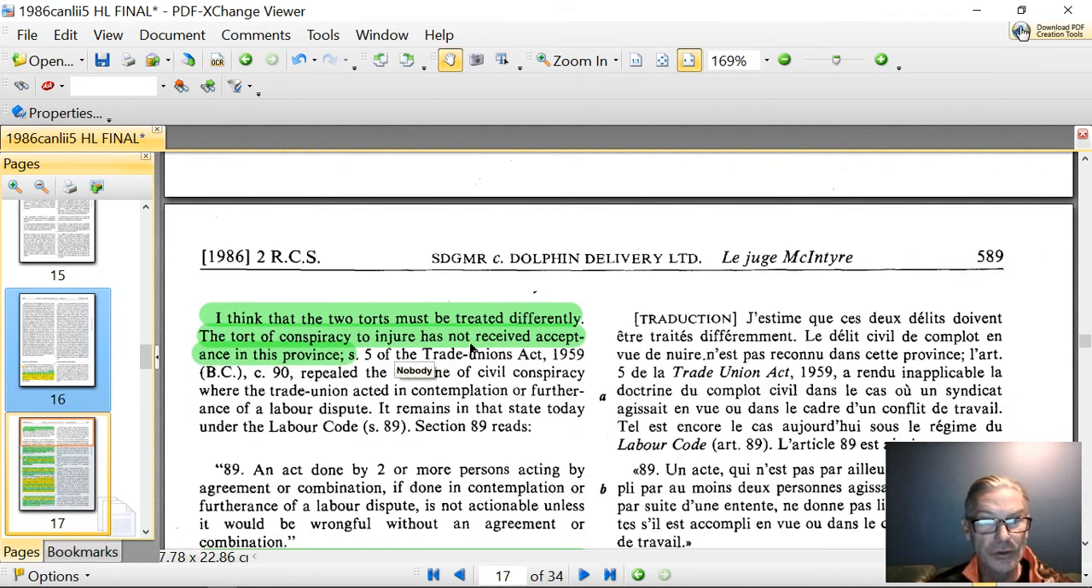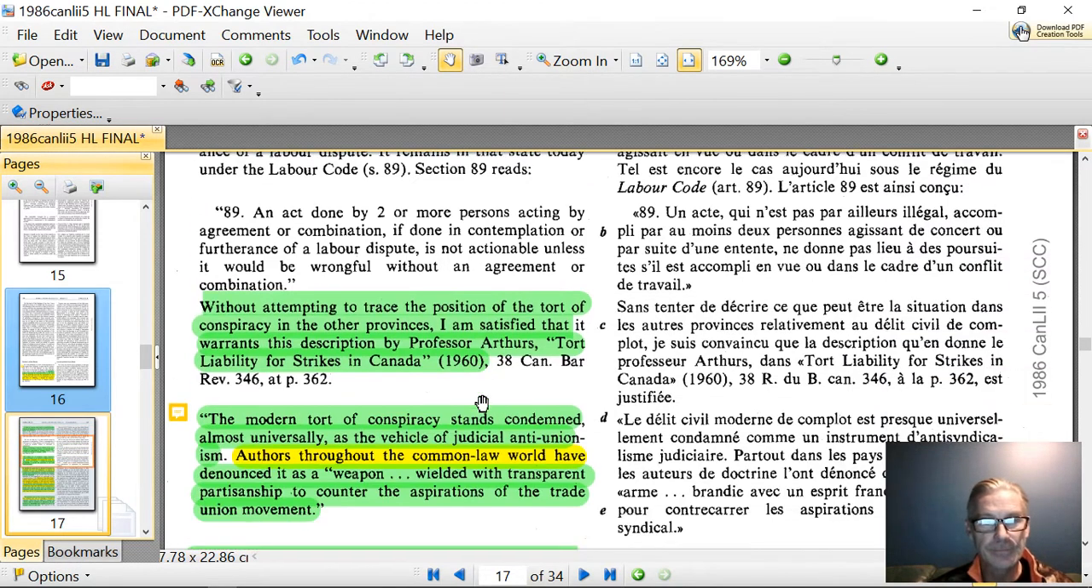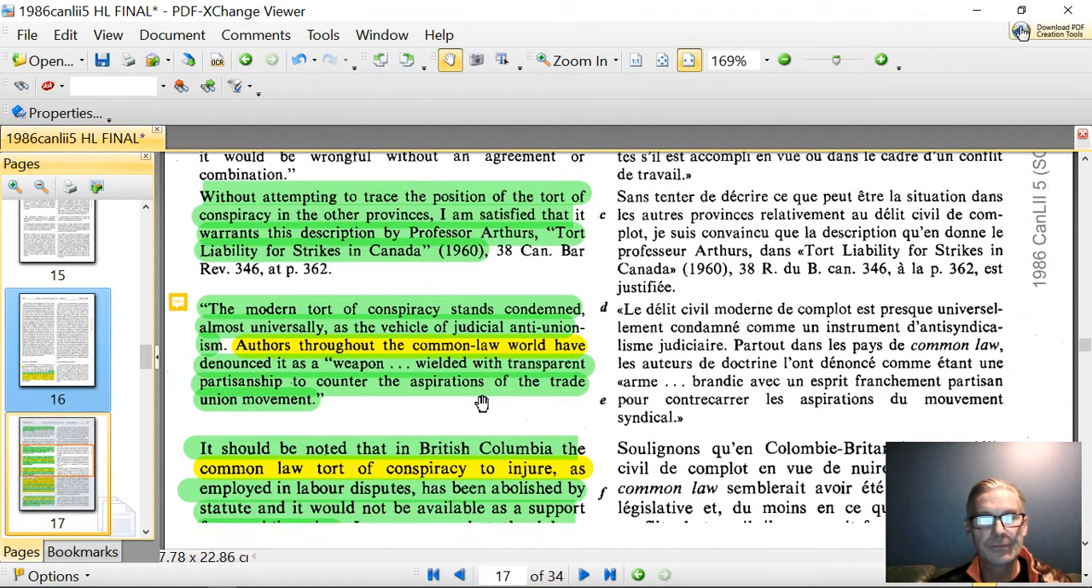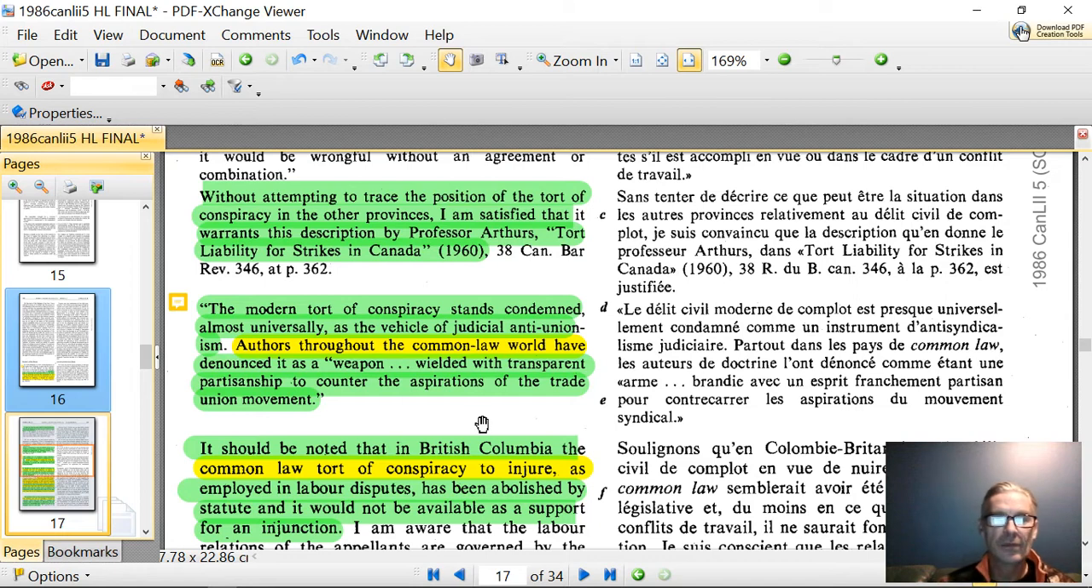I think that the two torts must be treated differently. The tort of conspiracy to injure has not received acceptance in the province. And once again, like I said before, in the province of BC, through their labor code, they have said that conspiracy to injure involving labor disputes will not stand.